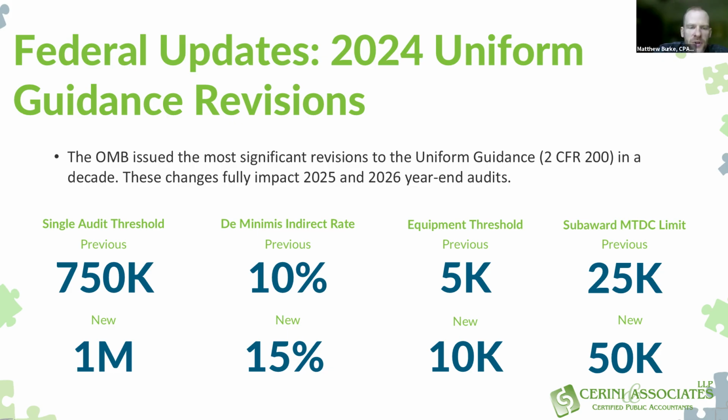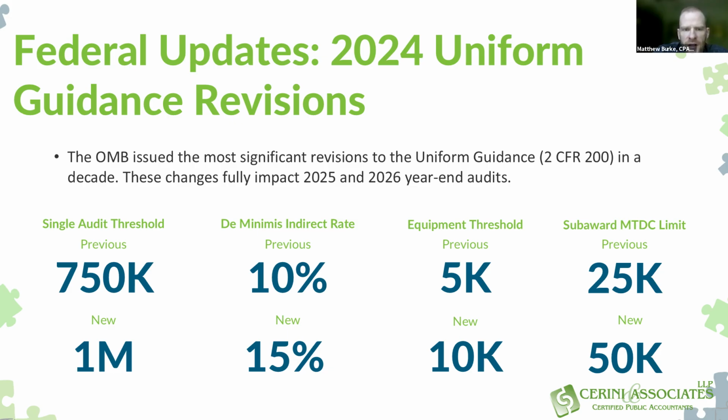I want to quickly get to some 2024 updates. So again, not brand new uniform guidance revisions. The single audit threshold, this is the most important one, was $750,000. It is now up to $1 million. So it's $1 million in federal expenditures that will subject you to this uniform guidance audit. If you're at $900,000, you won't need that anymore.